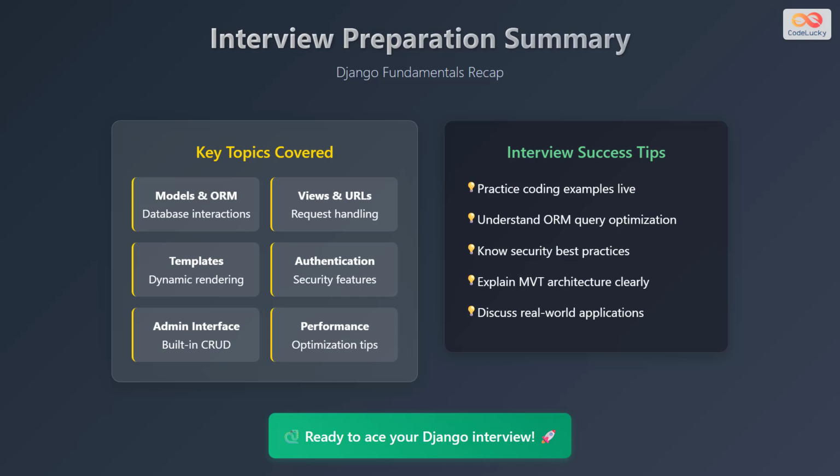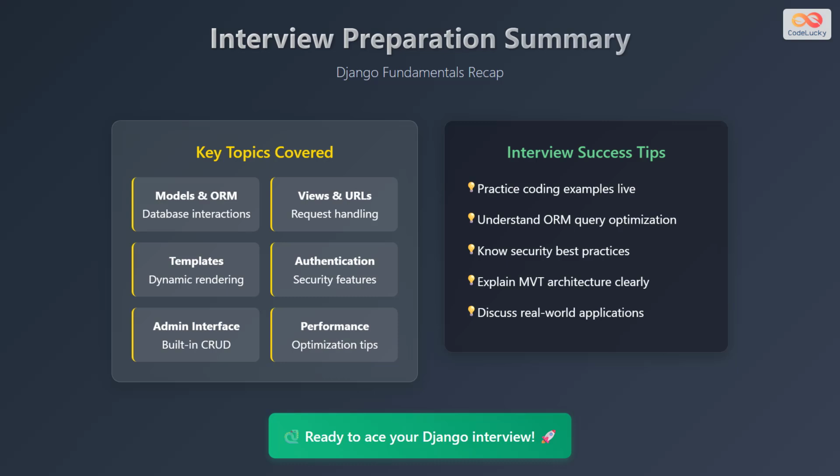This comprehensive overview covered Django's fundamental concepts essential for technical interviews. Models and ORM provide the foundation for database interactions, while views and URLs handle request routing and response generation. Templates enable dynamic HTML generation with security built in, and authentication manages user access and security. The admin interface provides ready-to-use administrative capabilities, while the testing framework ensures code quality and reliability. Understanding deployment considerations and security best practices demonstrates production readiness. Performance optimization techniques show advanced Django knowledge.